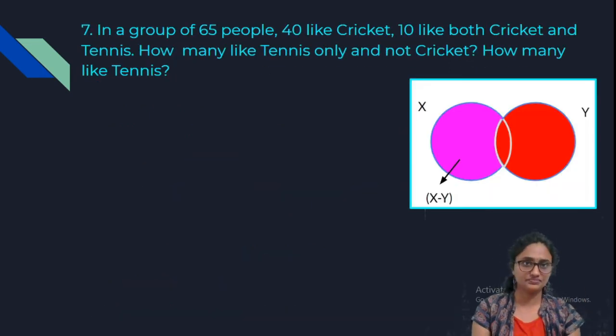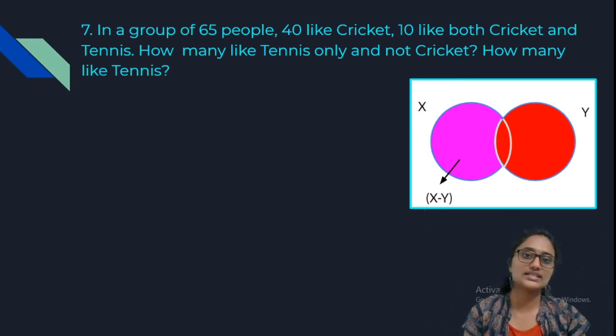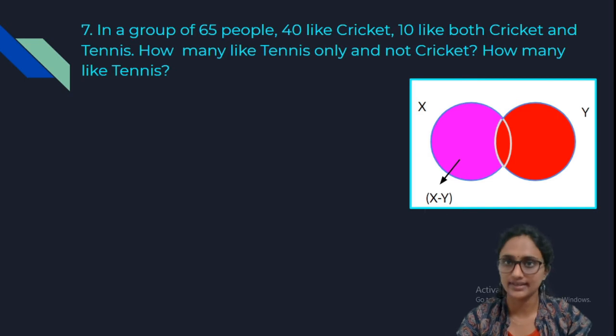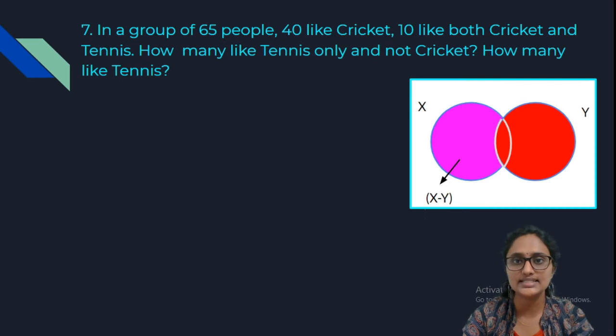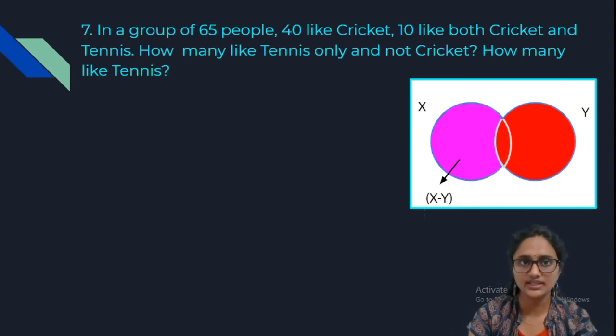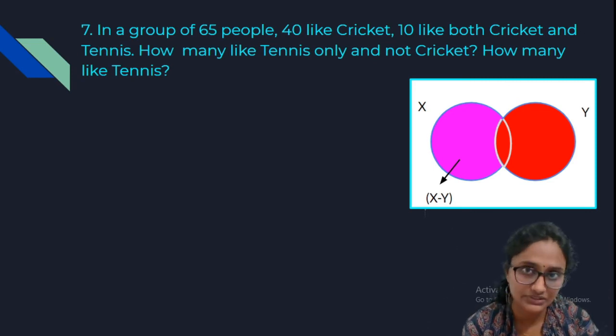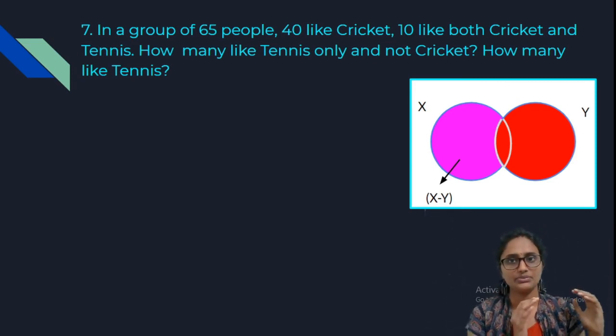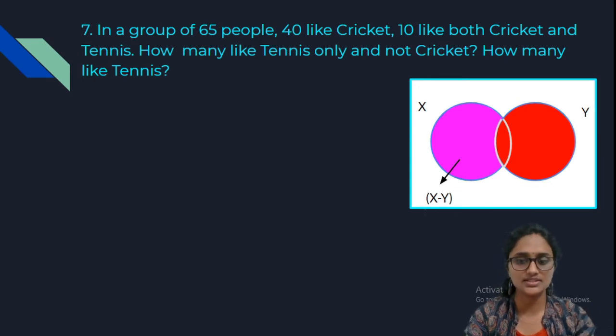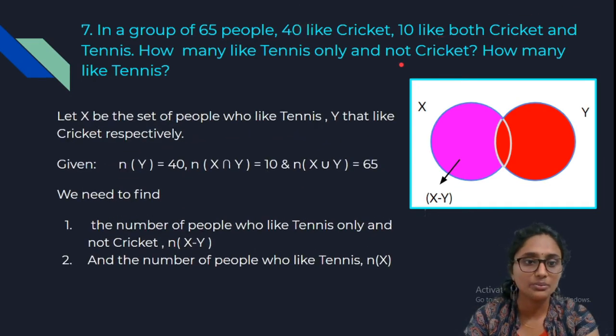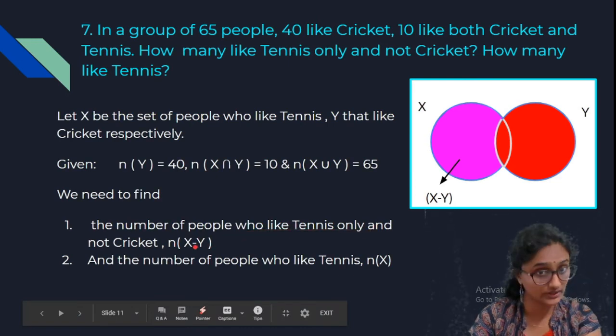The next problem. In a group of 65 people, 40 like cricket, 10 like cricket and tennis. How many like tennis only and not cricket? How many like tennis? In this question we are given two subparts. We are given a group of 65 people, in that group 40 people like cricket, 10 people like both cricket and tennis, and we need to find two things. First one is the number of people who like tennis only and not cricket.